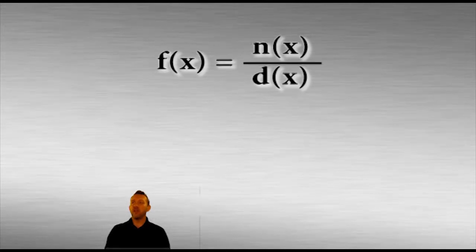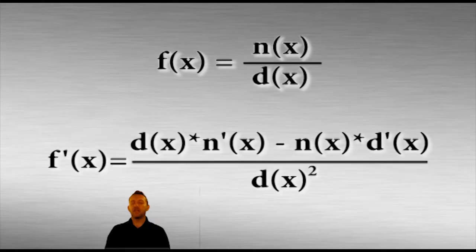Just like with the product rule, we need the derivative of each of these, so n prime of x and d prime of x. And then our generic function for the derivative of f of x, f prime of x, is d of x times n prime of x minus n of x times d prime of x over d squared. This is our pattern.